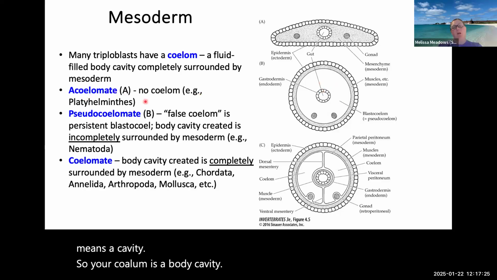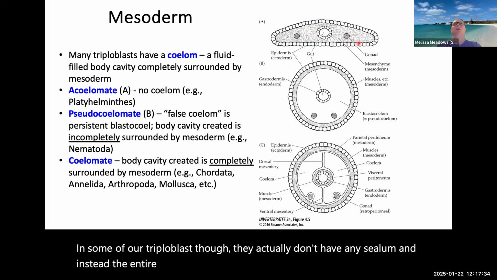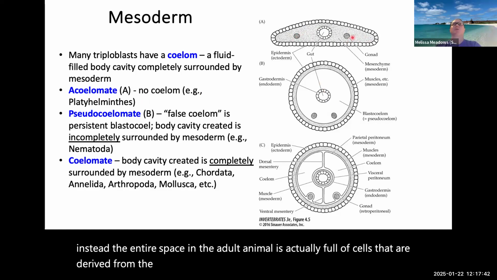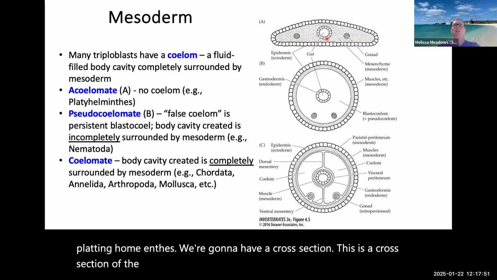In some of our triploblasts, though, they actually don't have any coelom, and instead, the entire space in the adult animal is actually full of cells that are derived from the embryonic mesoderm. So that's like in our flatworms, Platyhelminthes. We're going to have a cross section. This is a cross section of the organism that's going to look something like this.